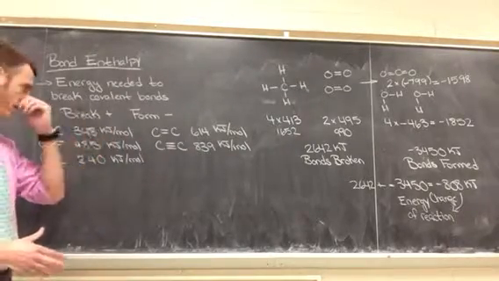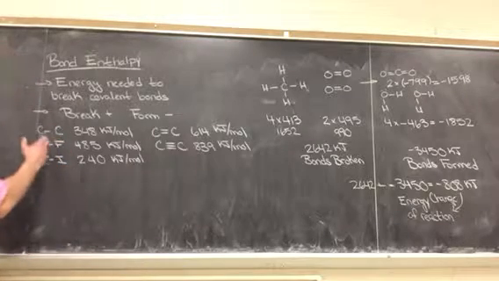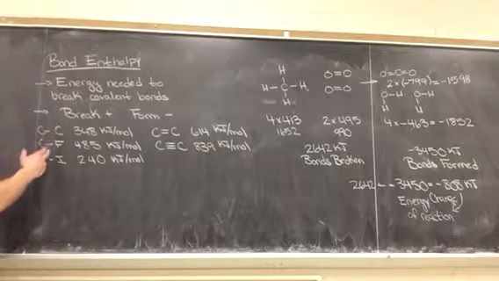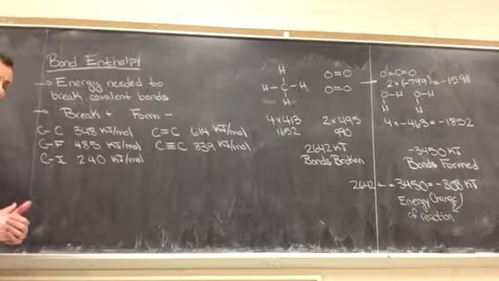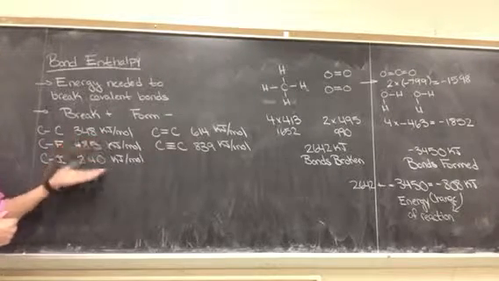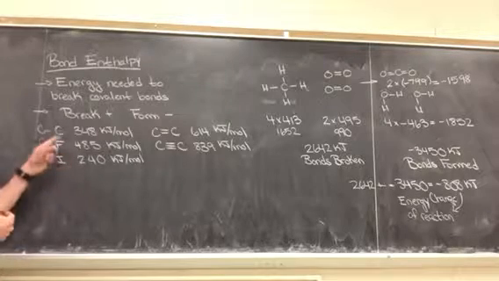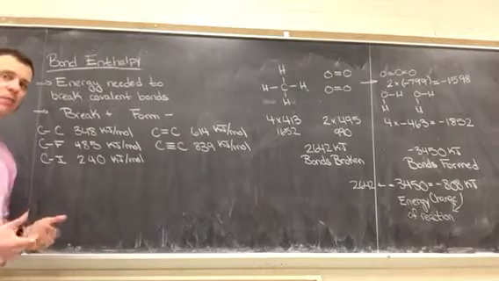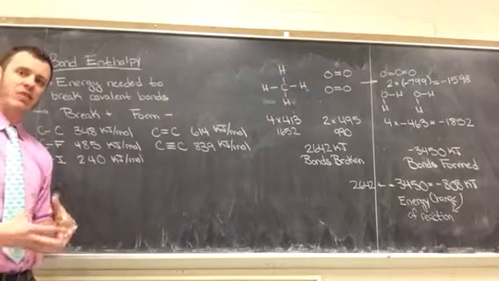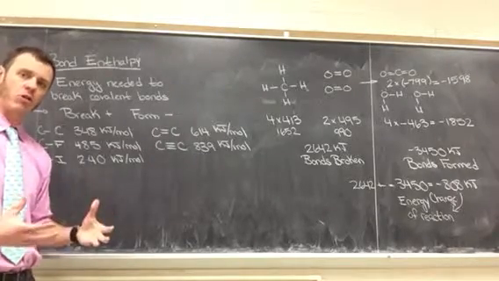So here are some bond enthalpies for different bonds. Here we have a carbon-carbon single bond, a carbon-fluorine single bond, and a carbon-iodine single bond. Here are the bond enthalpies for those bonds, and you can see that they're changing. Bond enthalpy is related to bond distance. The shorter the bond, the stronger the bond.